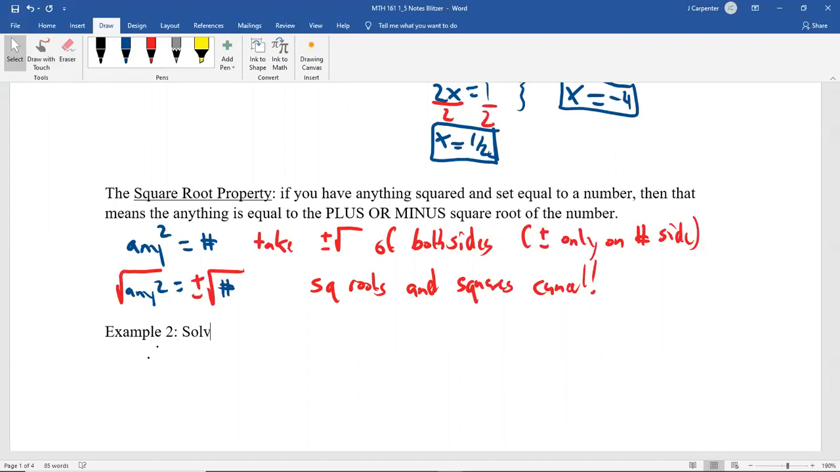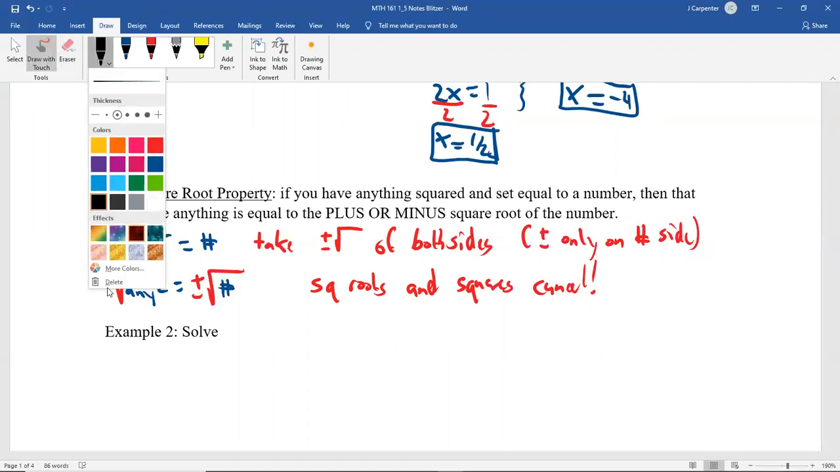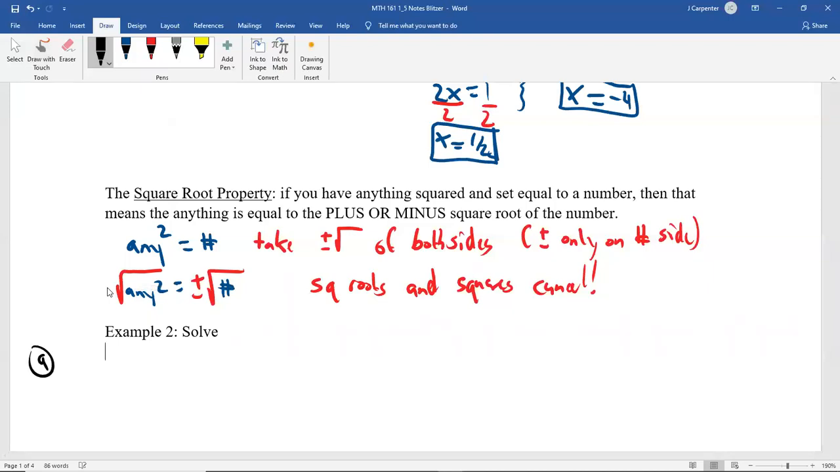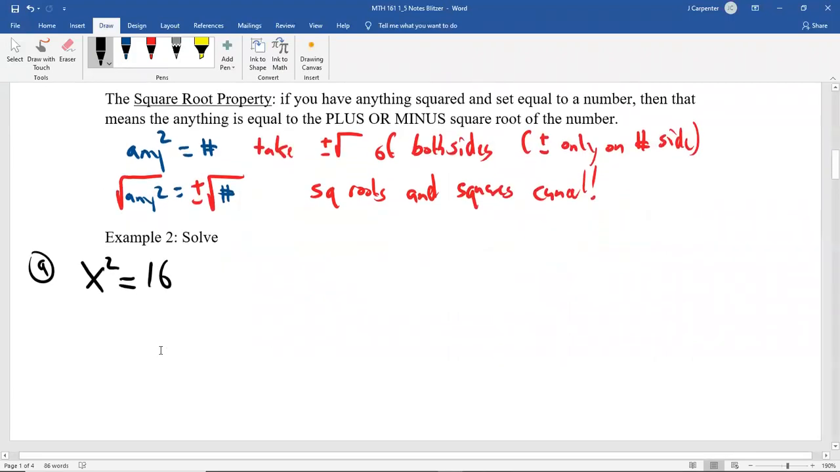Example 2, solve. Okay, we're going to do x squared equals 16. Now, before I actually go and do this I'm going to do this incorrectly. And again, more than half of students want to do it this way. They see x squared equals 16, their brain goes, x is 4, because 4 squared is 16. So many students would just go straight to saying the answer is 4 because it seems very clear.